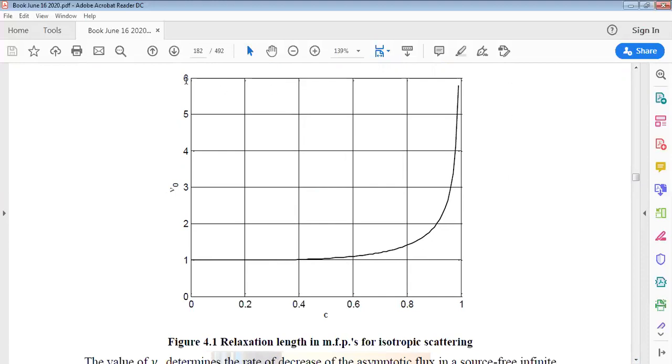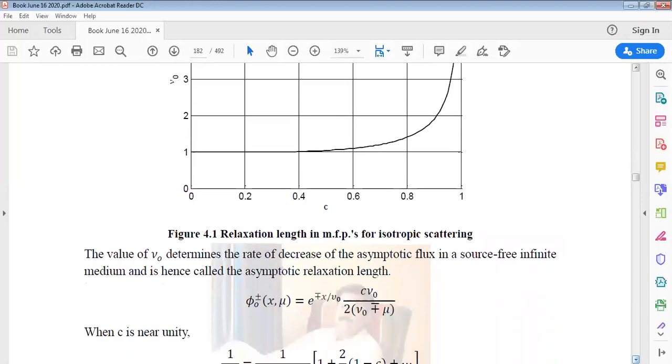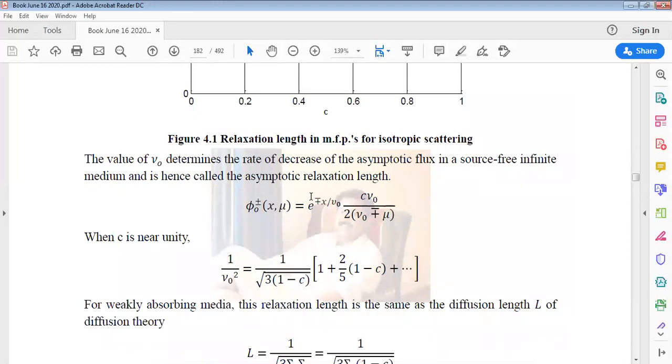But the point is that they're all real numbers. Now when they're all real numbers, then it becomes easy for us to understand that the flux falls off as e to the plus or minus x over nu naught. Nu naught will have two values. So this is the space dependence and this is the angular dependence.